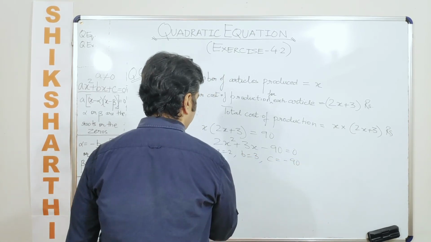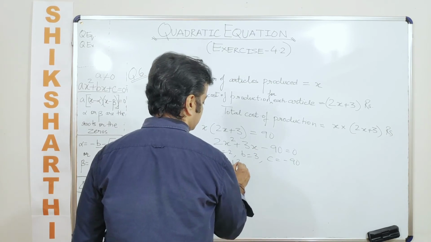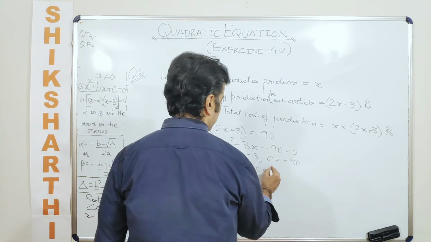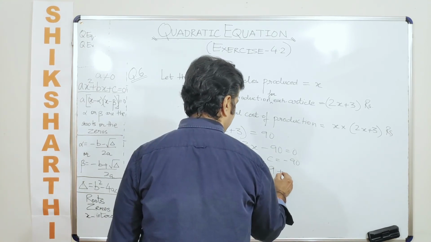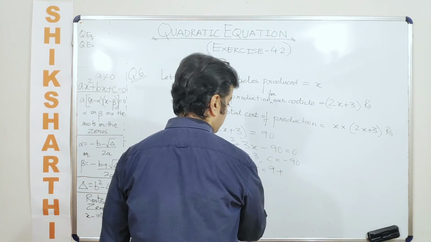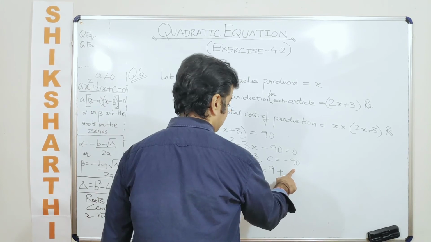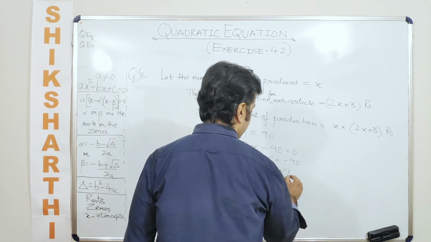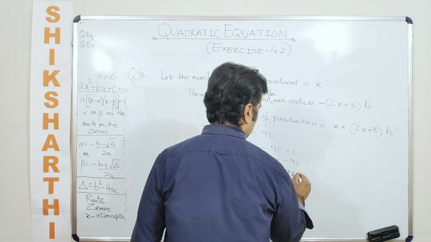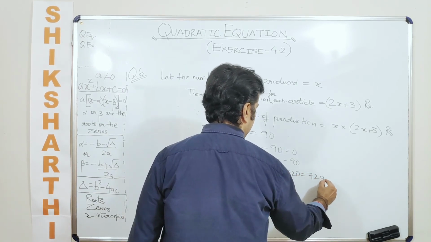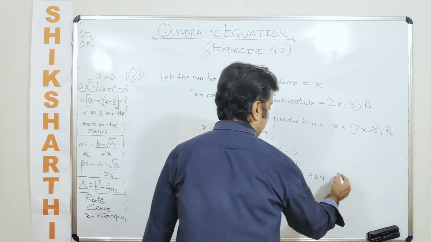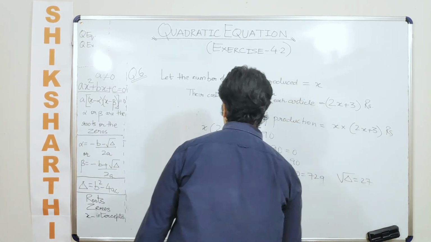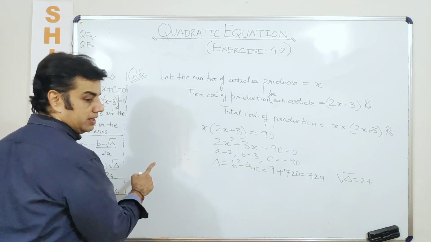Okay, what is the value of delta? Delta is nothing but B square minus 4AC. So this is just like saying B square is 9 plus, why plus? Because minus 4 into minus 90 is 360. 360 into 2 is 720. So this comes out to be 729. In that case, the value of root of delta comes out to be 27.